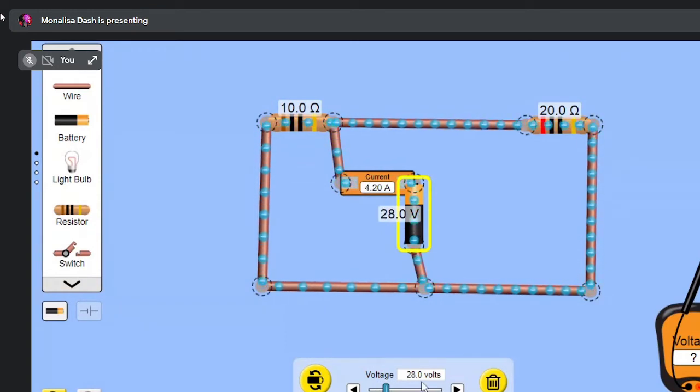Now 28. 4.2. Calculate. Same, ma'am. Why is it coming same? Because your resistance is 10 ohm and 20 ohm. So whatever value changes here, the RTH value is coming equal. Okay. So this is the third circuit.